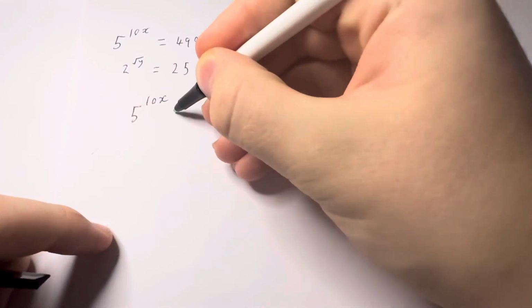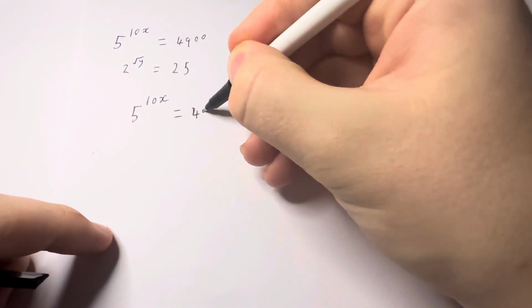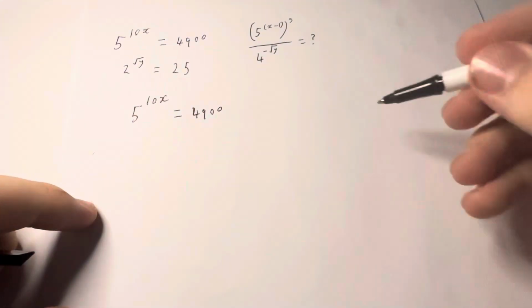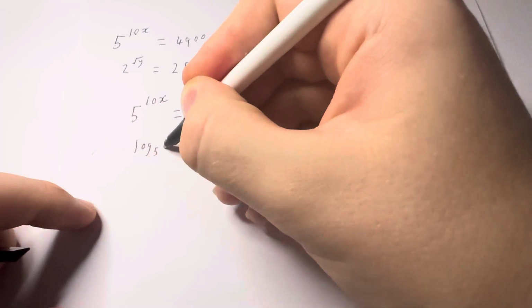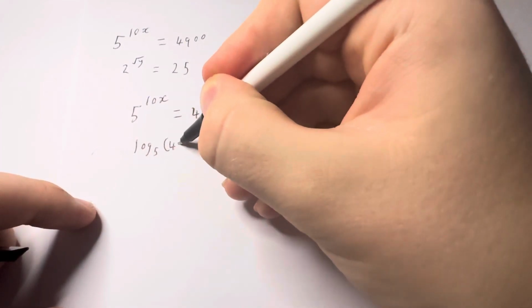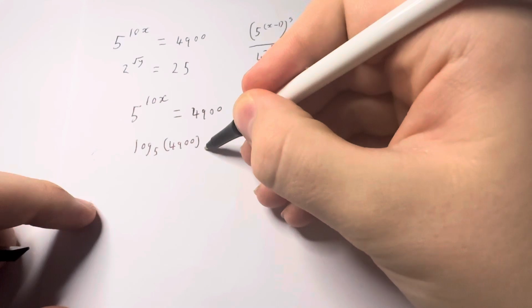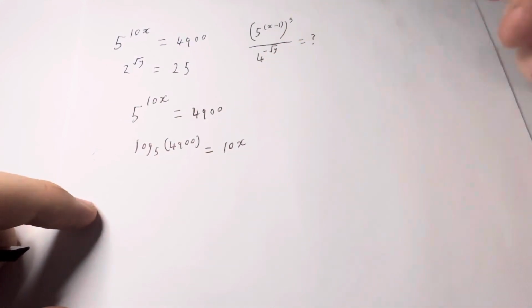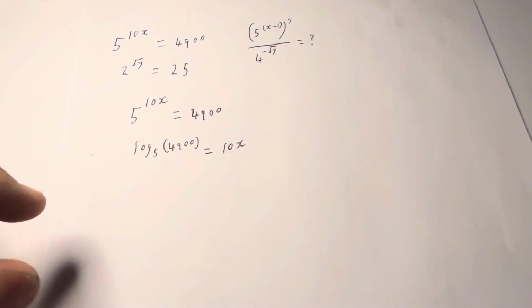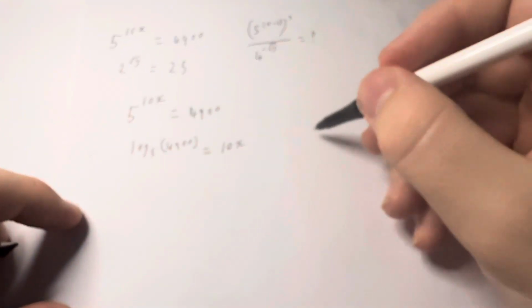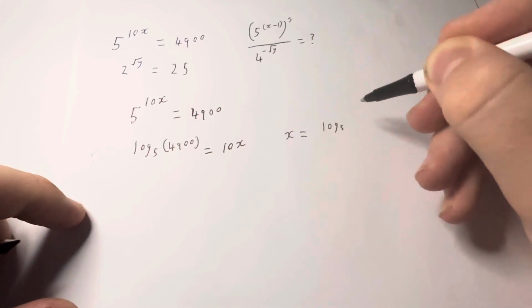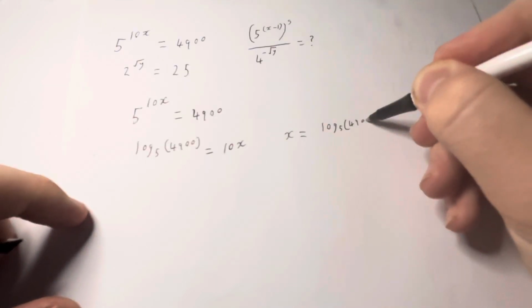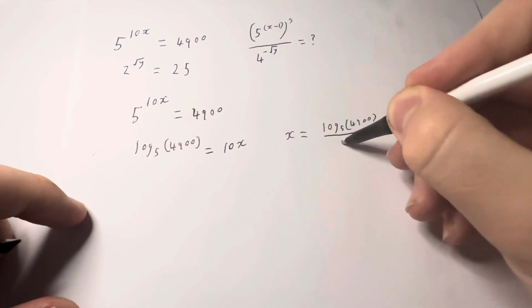Okay, so what we can do with this 5 to the power of 10x is we can write this as a logarithm, as log base 5 of 4,900, and then we have that is equal to 10x. Okay, now we can just divide both sides by 10 to get that x is equal to log base 5 of 4,900 divided by 10.